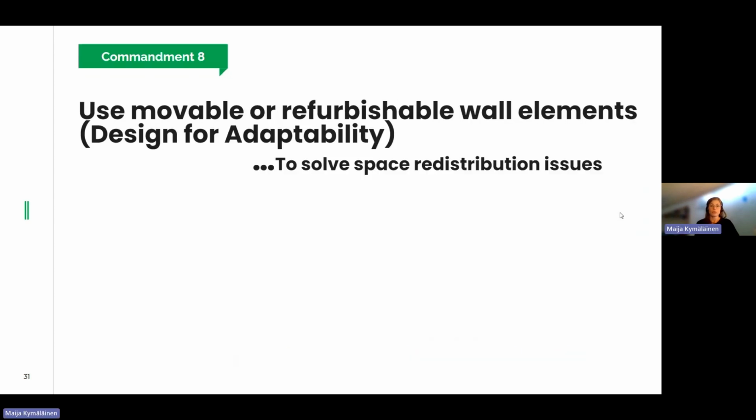Commandment 8 is to design for adaptability. So in the future, if I need to do refurbishment, the refurbishment should be as easy as possible. And this also ties very closely to the do not build for short term commandment. So with this kind of design for adaptability, you can considerably increase the service life of the building.